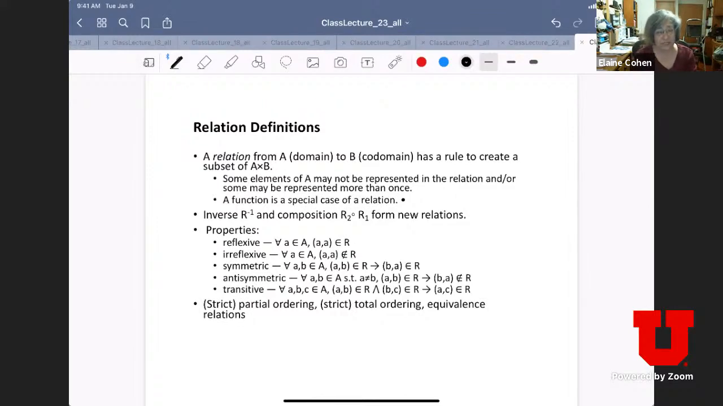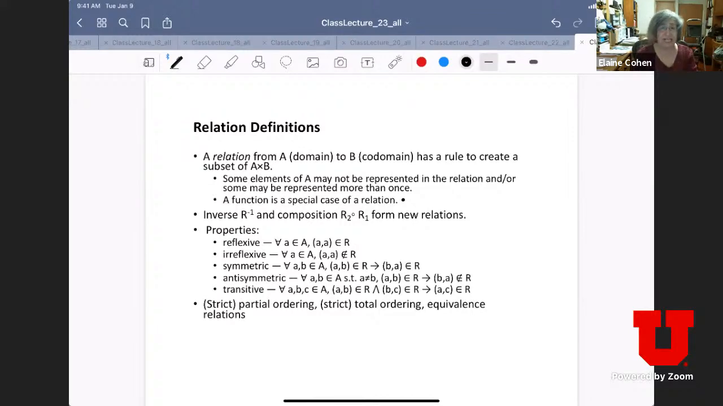We had properties of relations that were reflexive: for all elements of the set, (A, A) is in the relation. Irreflexive, symmetric, anti-symmetric, transitive. Okay. We had definitions of partial ordering, strict partial ordering, strict total ordering, and equivalence relations.